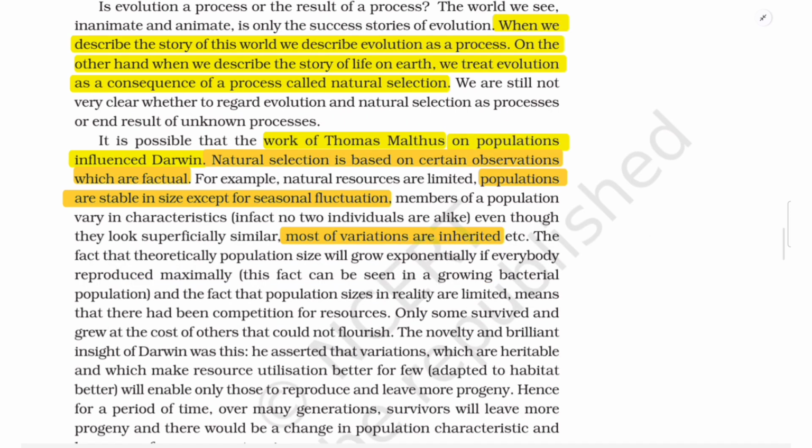Is evolution a process or the result of a process? The world we see, inanimate and animate, is only the success stories of evolution. When we describe the story of this world, we describe evolution as a process. On the other hand, when we describe the story of life on earth, we treat evolution as a consequence of a process called natural selection. We are still not very clear whether to regard evolution and natural selection as a process or end result of unknown processes.